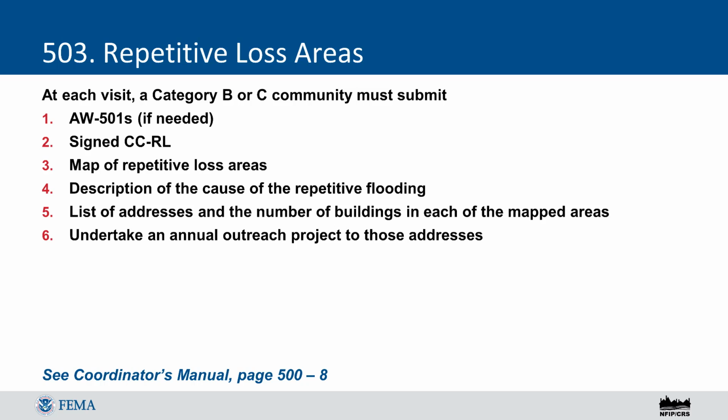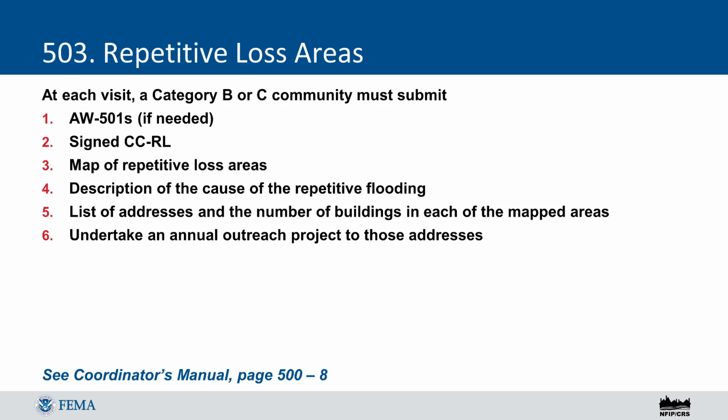When your ISO specialist comes to see you, what are you going to need to give them? You're going to need to give them any AW501s that need to be updated, the signed CRS L Form that says you've evaluated your list, the map of your RL areas, a description of the cause of flooding, the list of addresses within the defined repetitive loss areas, the number of buildings in each of your mapped areas, and an annual outreach project to those addresses.